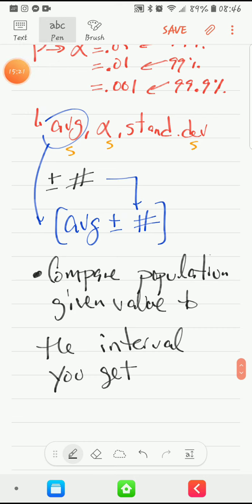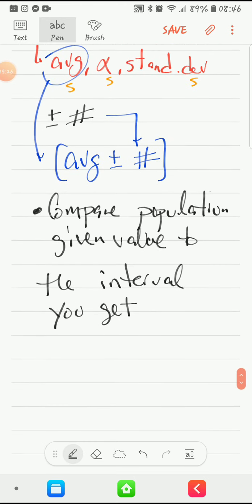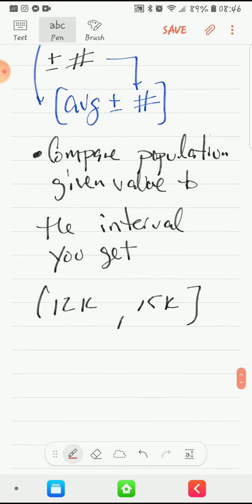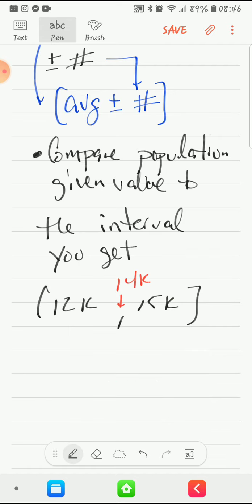So basically, let's say my interval was 12,000 to, I don't know, 15,000. Well, the actual average that we're comparing it to is 14,000. Because 14,000 actually exists inside of it, we cannot claim that the more math classes you have, the more your wage will be.